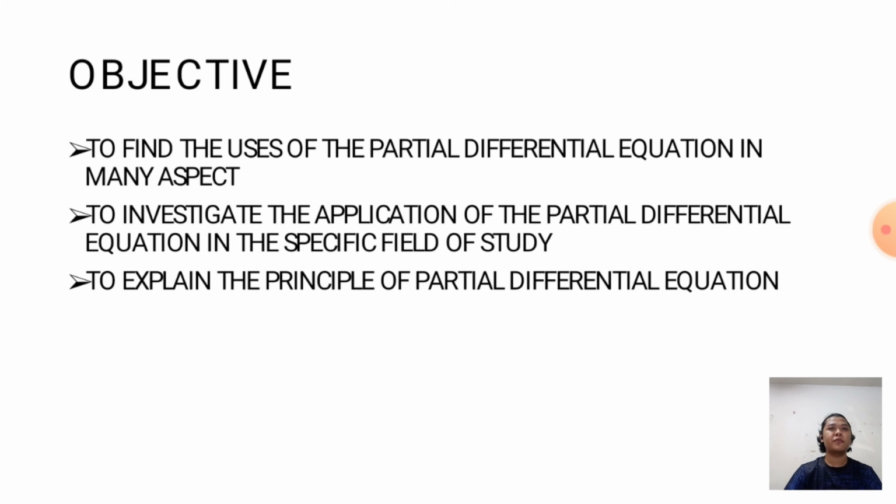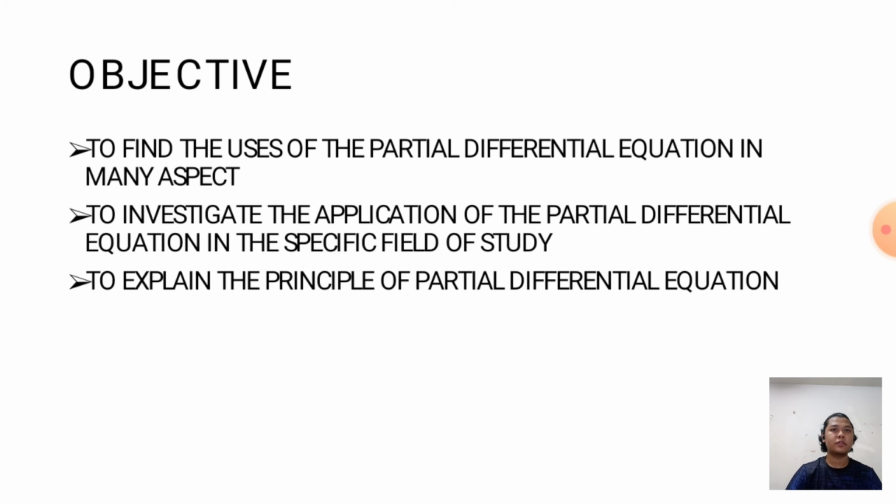The objective of this team assignment 2 is to find the uses of the partial differential equation in many aspects. This is because the partial differential equation can be applied in any field of study. In general, physical and other issues involving functioning of variables such as heat and sound propagation, fluid flow, elasticity, electronics and others can be solved by using the partial differential equation.